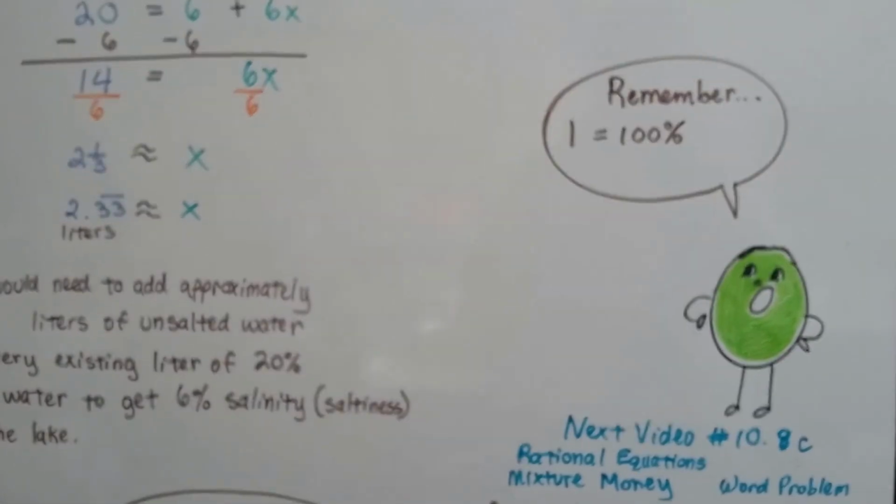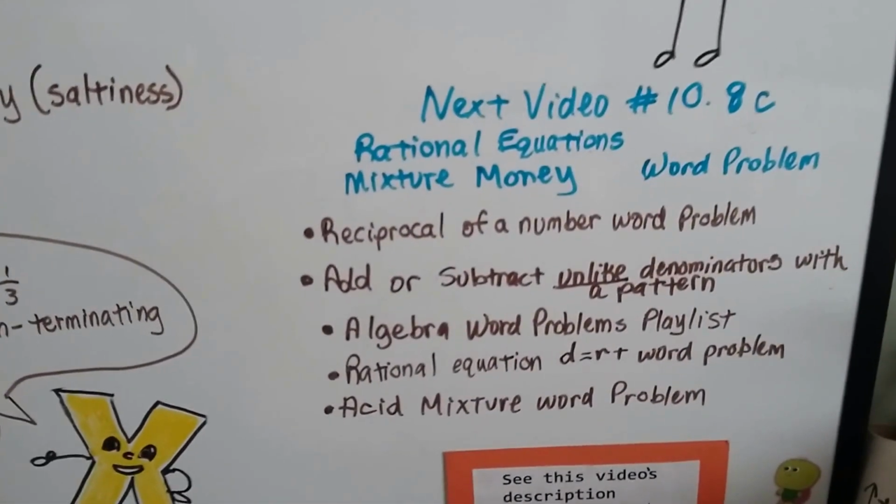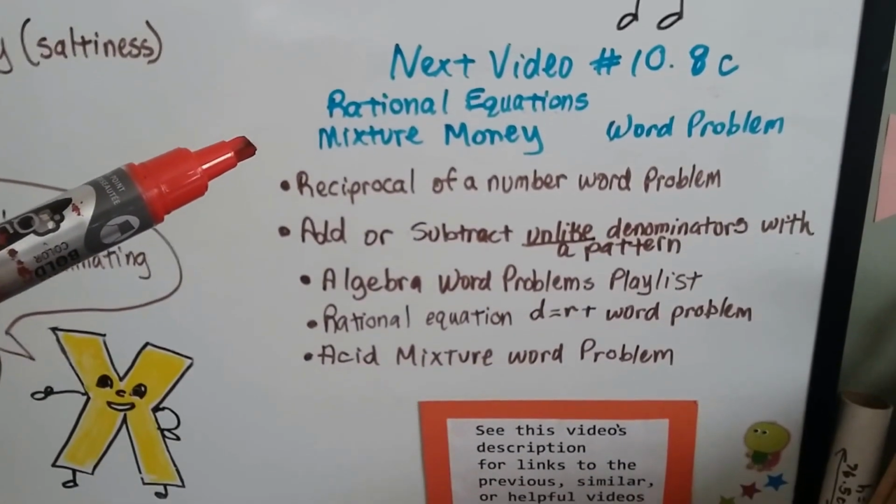Remember that 1 is equal to 100%. In our next video, 10.8c, we're going to talk about rational equations and a mixture of money for a word problem.